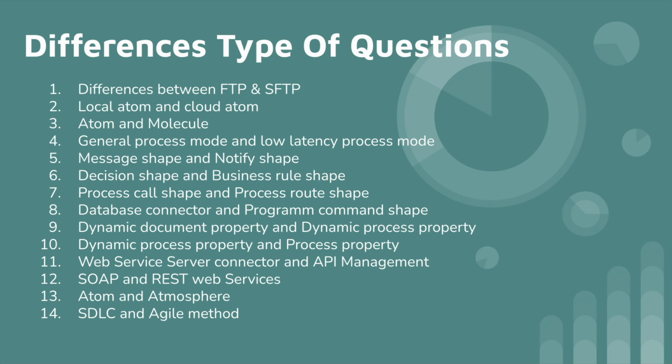And next, atom and then molecule differences. So here you have to explain what is atom and then what is molecule and then differences between the atom and then molecule. And general process mode and then low latency process mode differences. So in Boomi platform, the process modes are two types, general process mode and then low latency process mode. So you can explain what are the main differences between the general process mode and then low latency process mode.